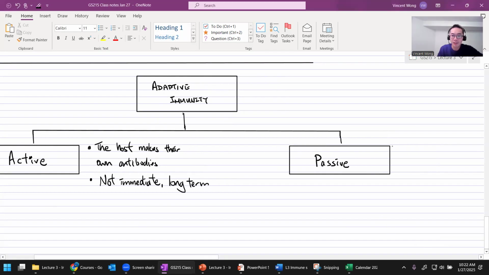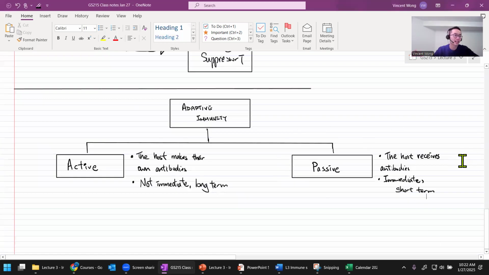For passive immunity, the host receives antibodies that are made by someone else or something else. You didn't make it, you just received the antibodies. So you bypass all those steps in between, and it will be immediate but short term. Okay, immediate but short term.